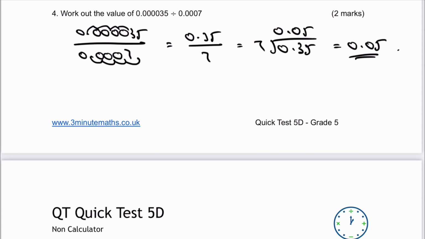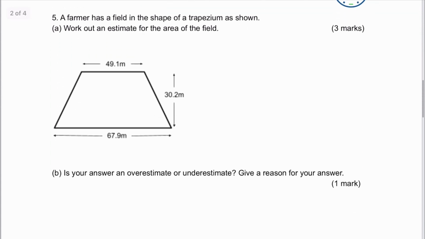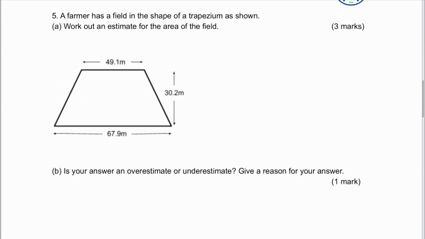Similarly with question number 5, now I'm actually going to use a formula. This is a grade 5 type question, so I would assume that you would know, or at least you've come across, the formula a half (a plus b) multiplied by h, which is the formula for the area of a trapezium. Now, some people might write this as (a plus b) over 2 multiplied by h, and that's perfectly fine as well. For me personally, I prefer to write it as this, where a is going to be rounded to one significant figure, because we are looking at the estimate of a field.